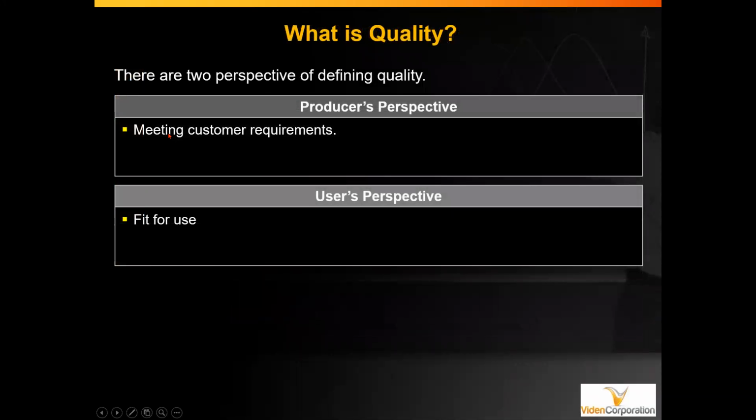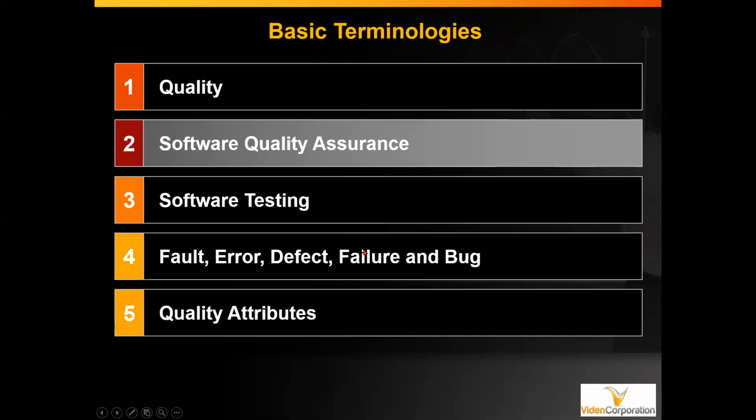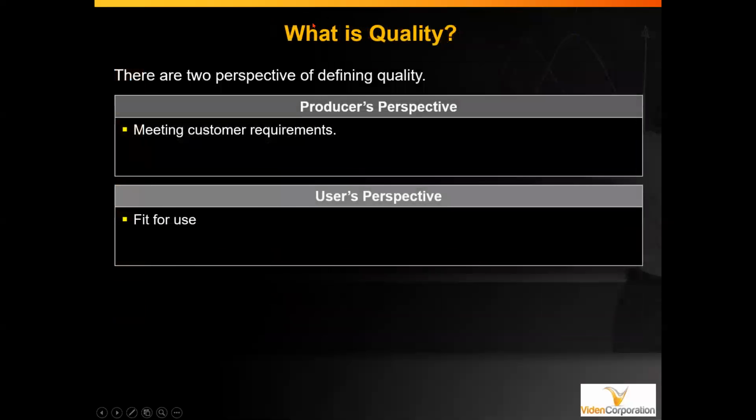Okay, so let's start with a review of what is quality and software quality assurance. Last time when I did these three, I was using my own explanation and whatnot, but now these are the book definitions. So what is quality? Remember I said meeting customer requirements is from people who are building the product and people who are going to use the product. For them the definition of quality is fit for use.